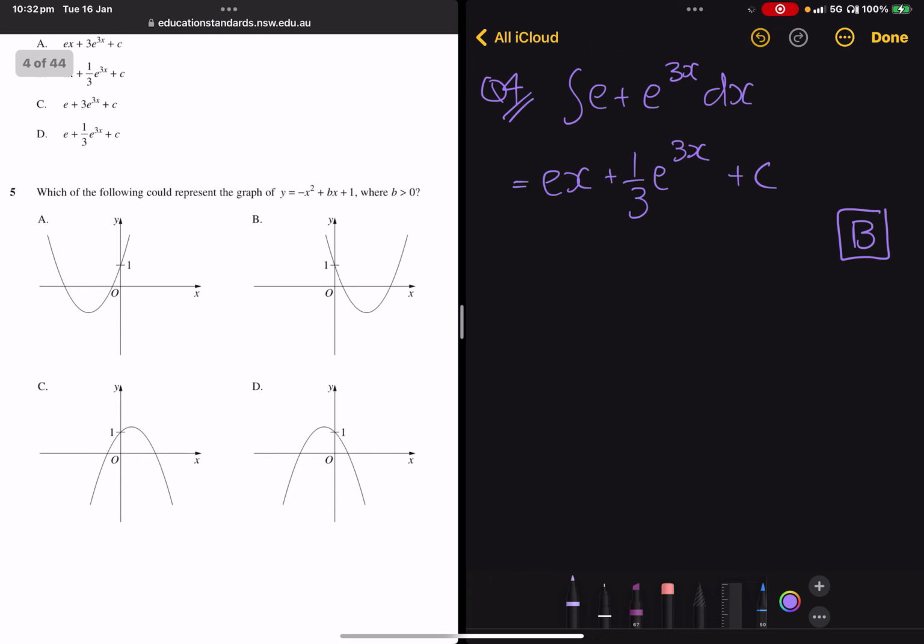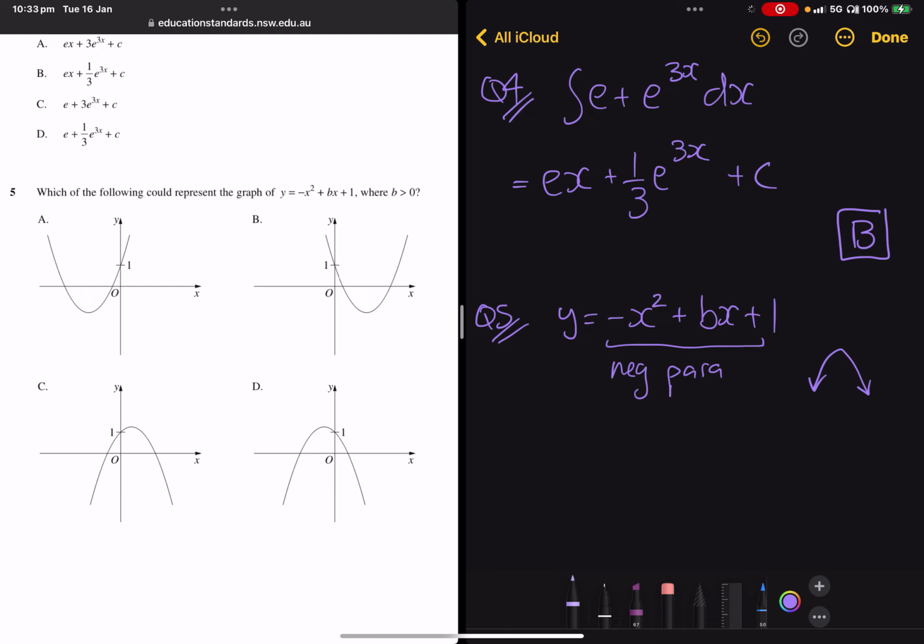Now the last one in our current set, we've been given question 5. These graphing questions are sometimes really unusual, depending on the particular shape they give you. So we are asked which of the following could represent the graph. Well, the equation for the graph is minus x squared plus bx plus 1. Before we even start, we know it has to be either C or D. This is a negative parabola. This is a frowny face. It's a downwards parabola because the x squared is negative. So it cannot be upwards.